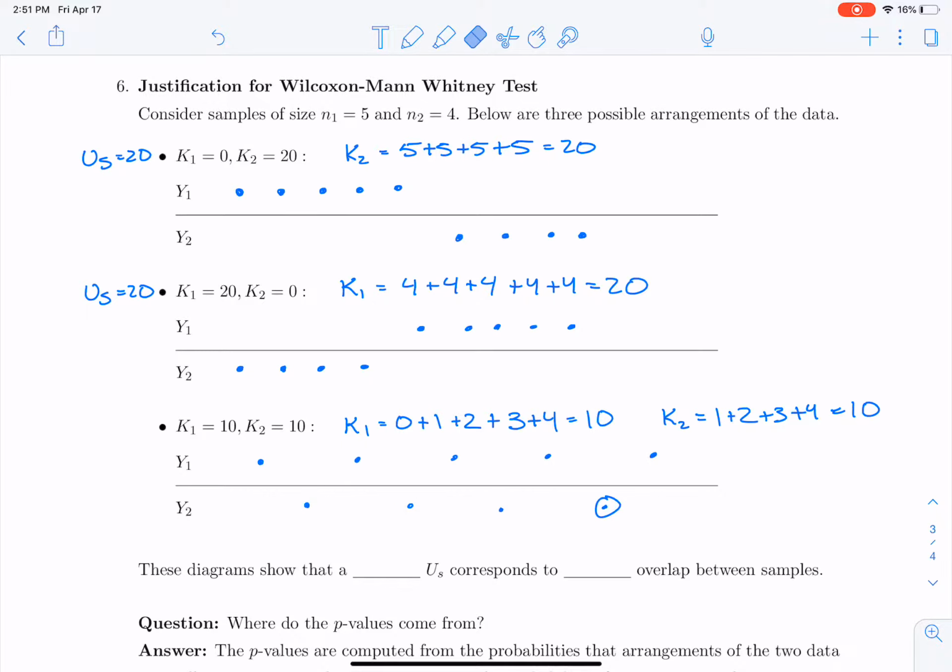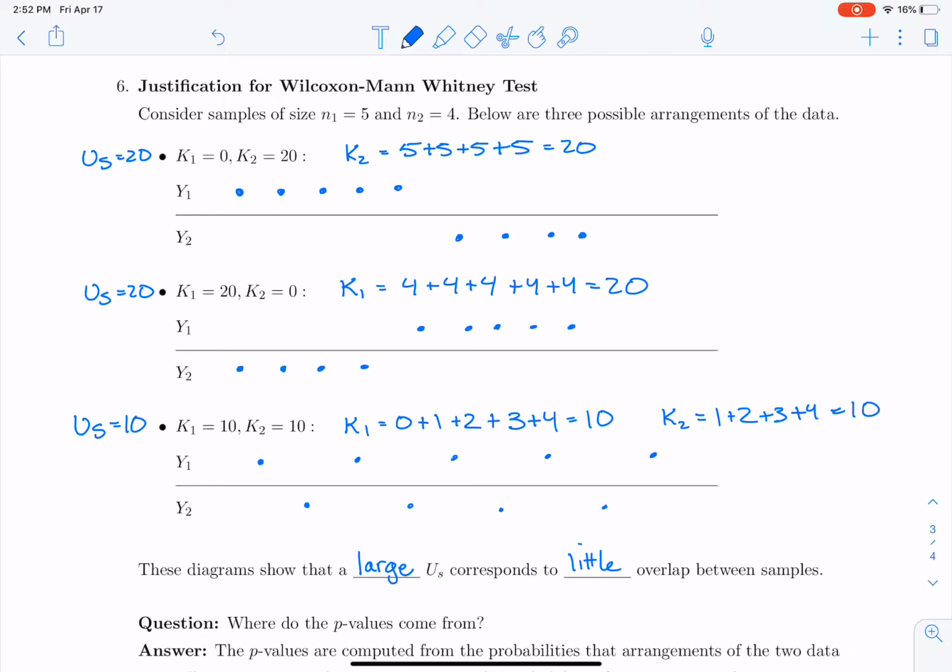And so with this arrangement, you would have that the two groups are as mixed as possible. They're as indistinguishable as possible. Our test statistic would be as small as possible. It would be 10. And so these diagrams show that a large test statistic, U sub S, corresponds to little overlap between the samples.